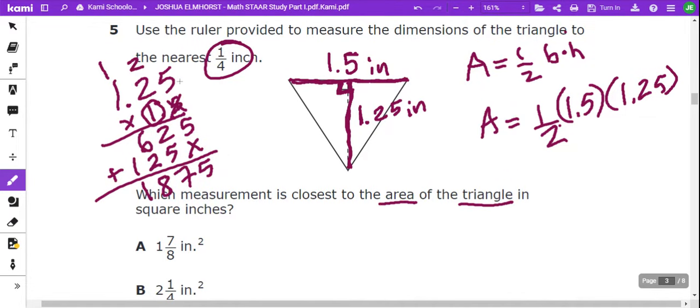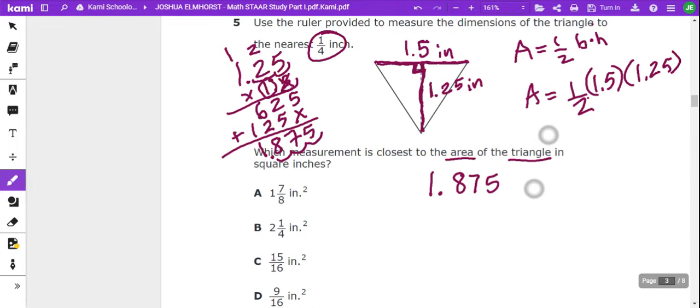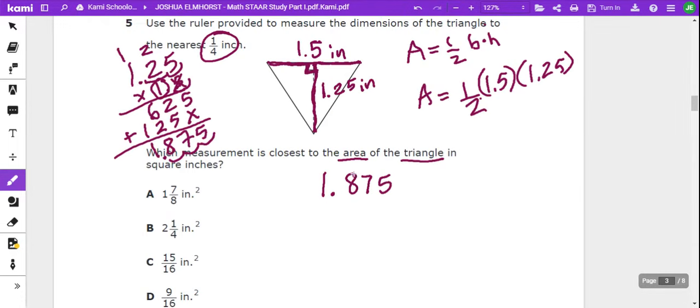And then you count your decimal place values. 1, 2, 3. 1, 2, 3. And so this is going to be 1.875. However, that is not the answer just yet. That is just multiplying base times height. We still need to divide that by 2.